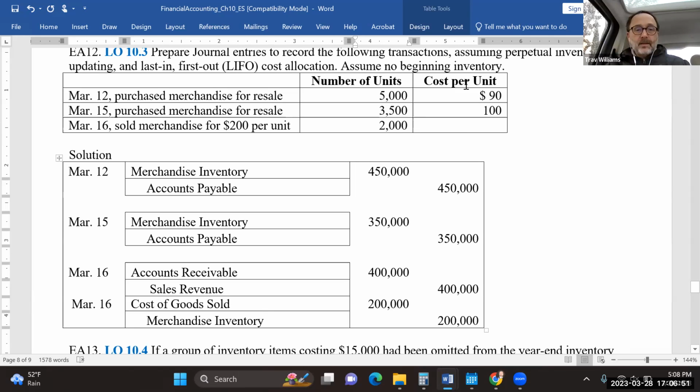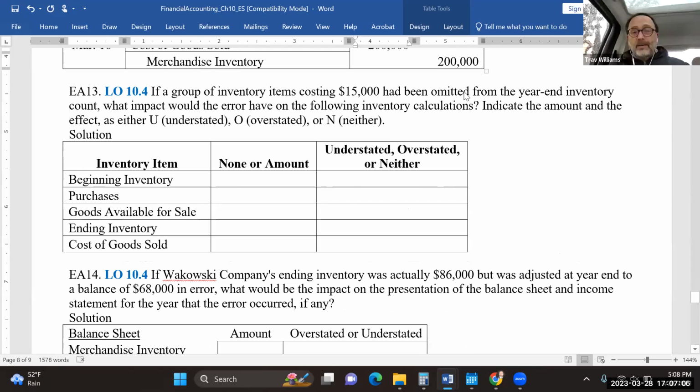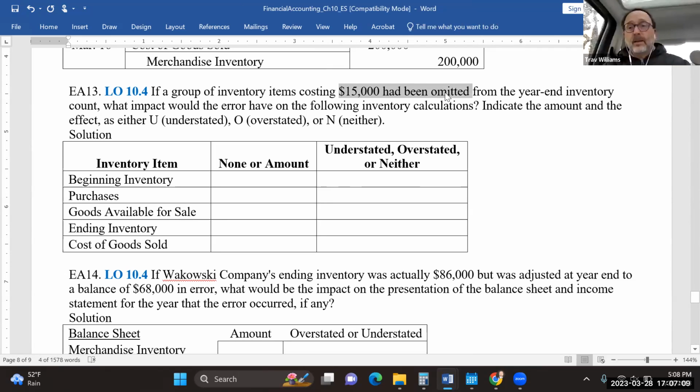13. It says a group of inventory items costing $15,000 had been omitted from the year-end inventory count. Oh, by the way, I didn't mention, even if you use the perpetual inventory method, where you always keep track of your inventory costs, you still want to, every once in a while, at least once a year, maybe even monthly, count your physical inventory to make sure it matches your accounting records, just in case something got lost or stolen or something like that.